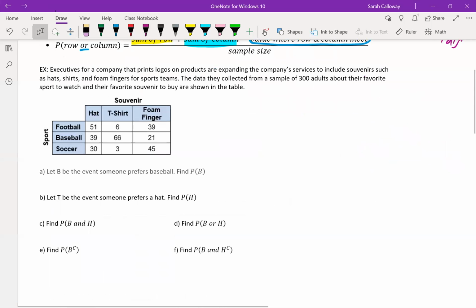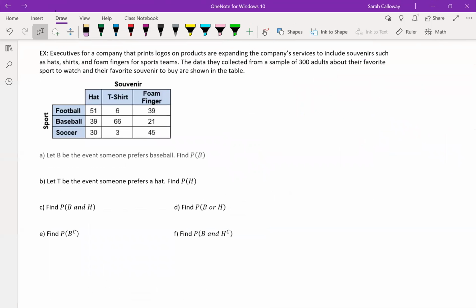Executives for a company that prints logos on products are expanding the company's services to include souvenirs such as hats, shirts, and foam fingers for sports teams. The data they collected for a sample of 300 adults, so this is our sample size, remember that that is what's going to be our denominator, about their favorite sport to watch and their favorite souvenir to buy are shown in the table. The sports were football, baseball, soccer, and the souvenirs were the hat, the t-shirt, and the foam finger. Let B be the event that someone prefers baseball. They want us to find the probability of B. So baseball is this row.